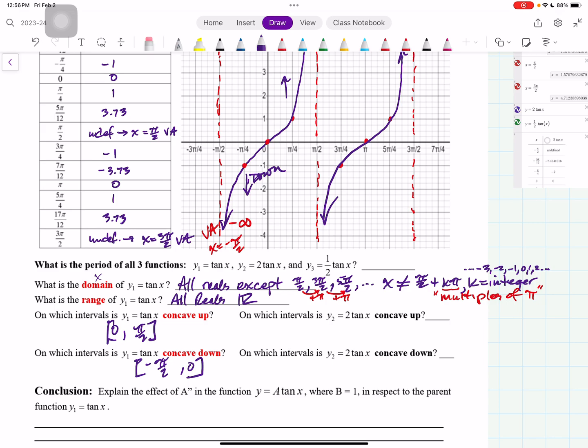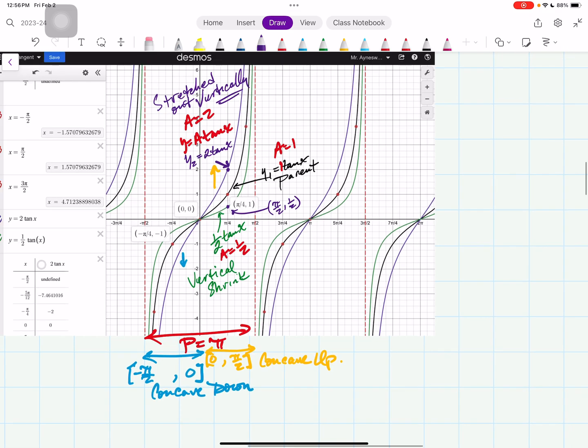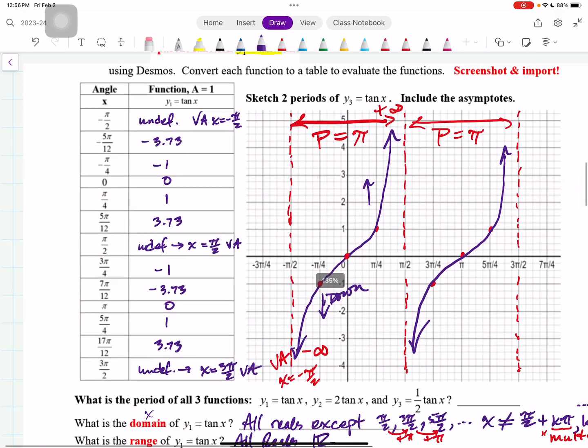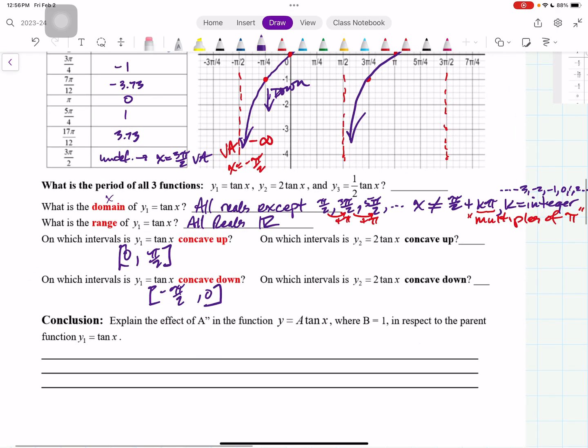And then for 2 tangent x, well, let's go back to the graph here. So notice that for all three of these functions, whether we talk about the tangent function or 2 times tangent x or 1/2 times tangent x, it's concave down on the same interval and concave up on the same interval. So that does not change. The concavity doesn't change. Okay, so let's just bring our answers over here. Same intervals here. That doesn't change.